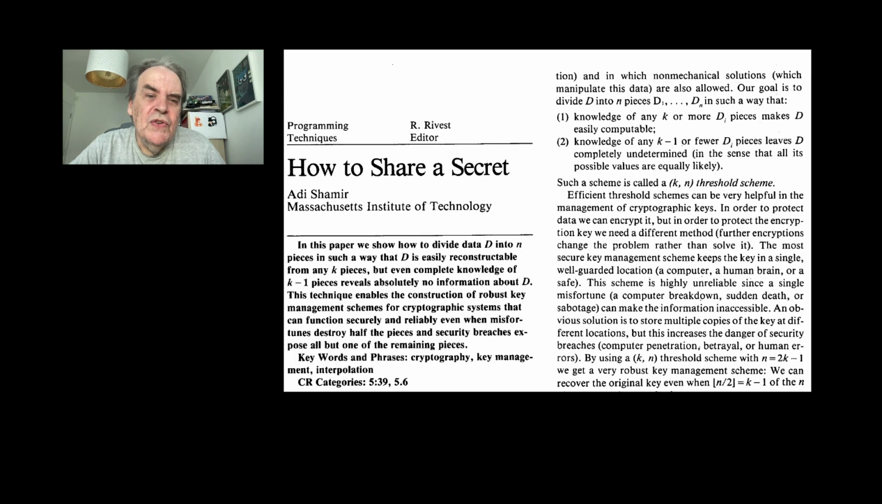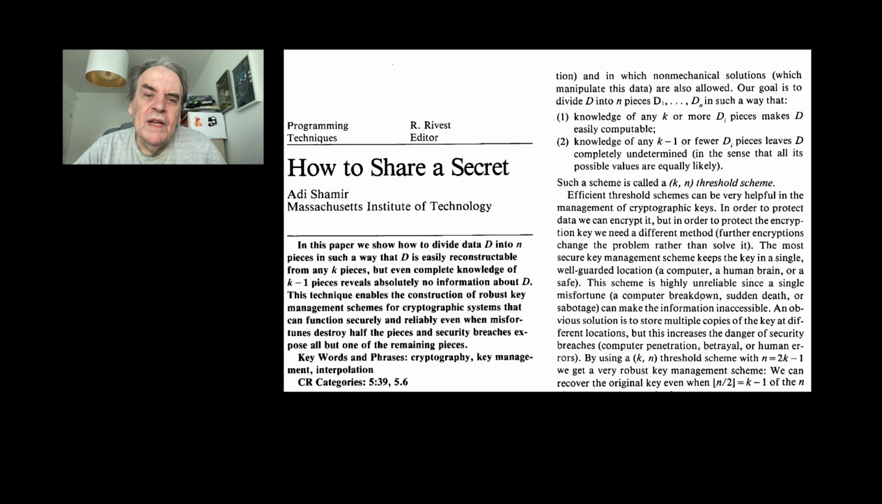In 1979, Adi Shamir, the S in RSA, published a paper in the Communications of the ACM on how to share a secret. This supported the splitting of a secret into a number of shares N, where a threshold value T could be defined for the minimum number of shares that need to be brought back together to reveal the secret. These are known as Shamir secret shares, or SSS.